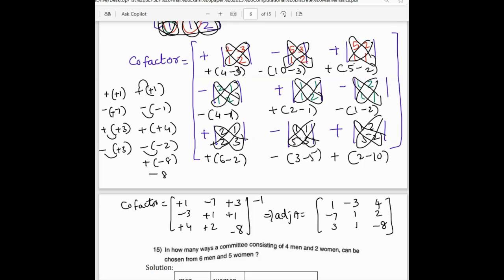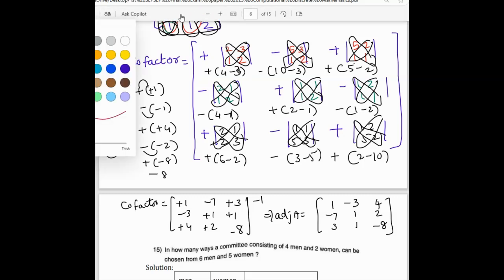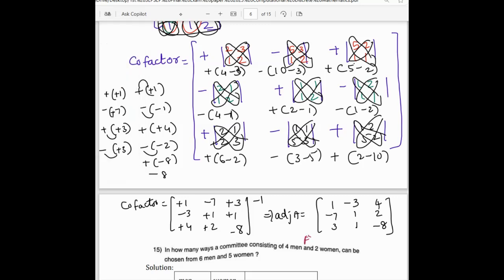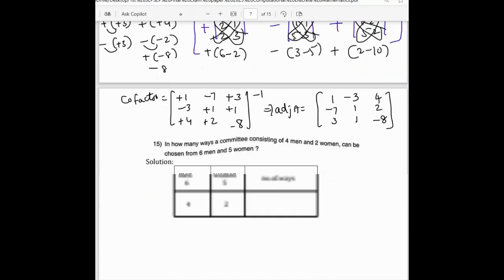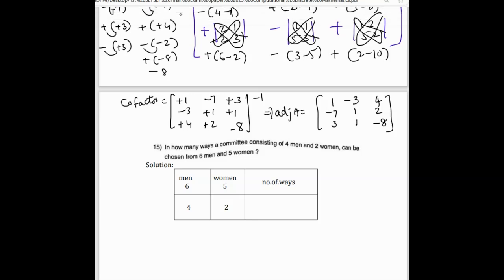Now what should we do? We have to write the formula for finding A inverse. A inverse will be, let me write it here. A inverse. What will be A inverse? A inverse is 1 by determinant of A into adjoint of A.